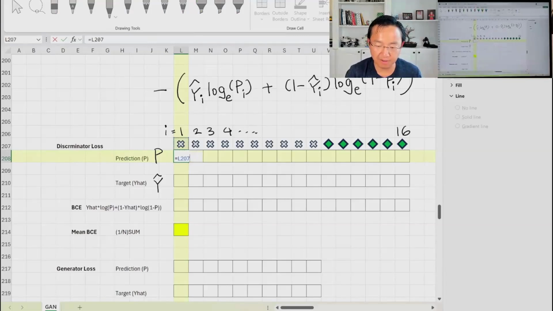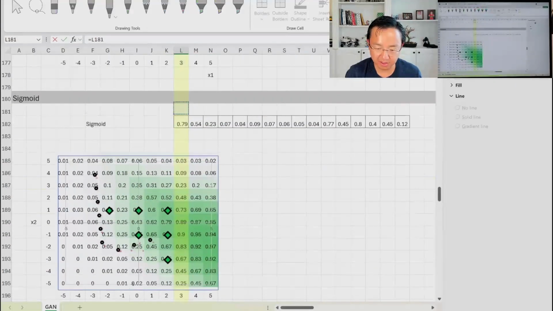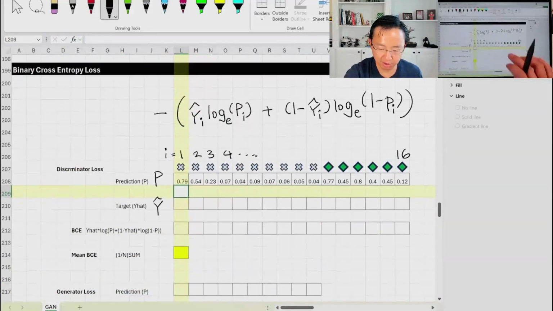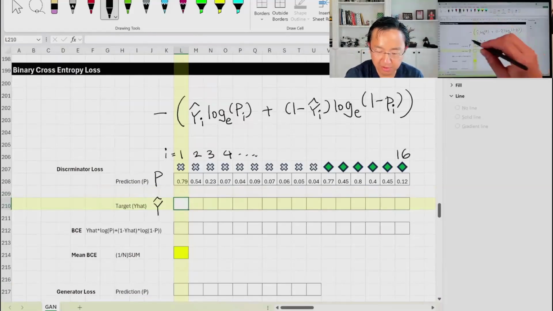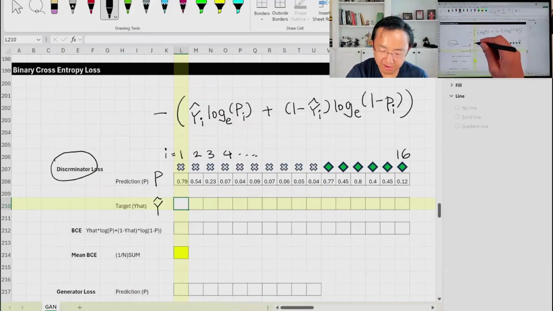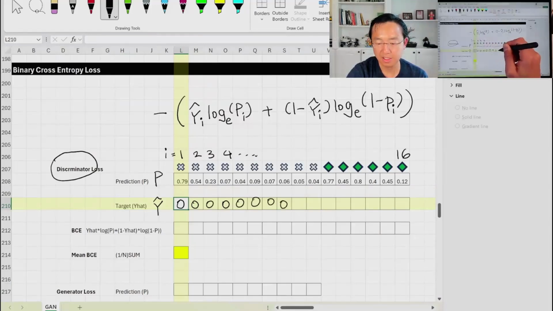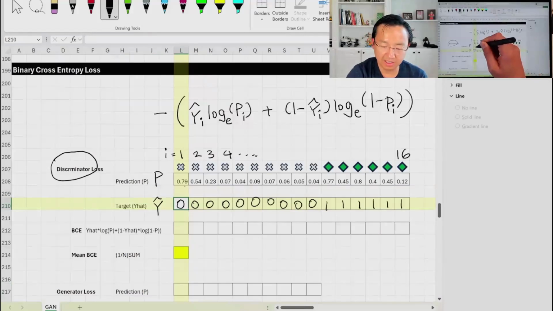For P, the prediction, I'm going to copy from here. This is our prediction. I just make a copy here. Then for my target, we first start with the discriminator. I would like to discriminate all these fake examples, gray crosses and green diamonds. So I want to be able to say these are all zeros. And then I want to be able to say these are ones. Then you look at the distance between the two.